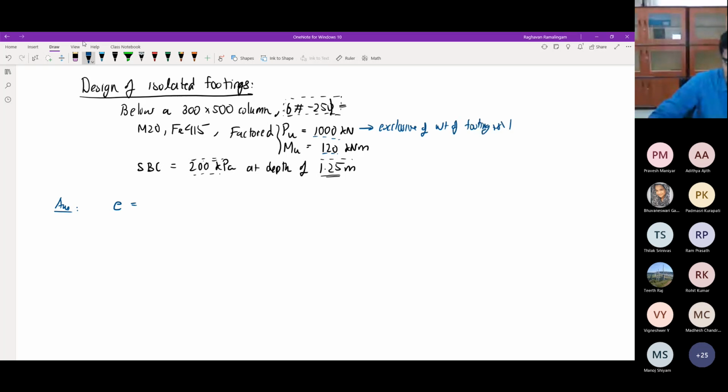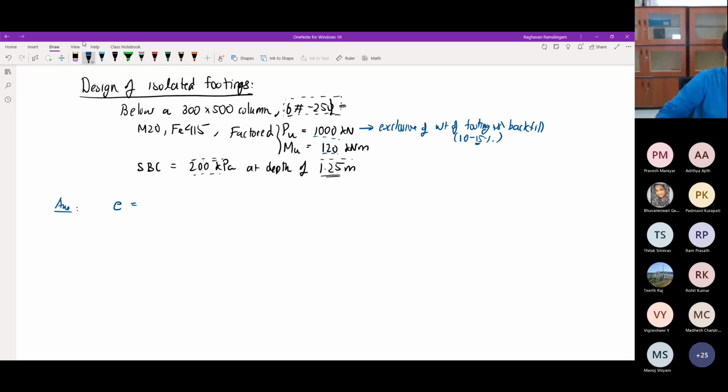and backfill. This Pu does not include the weight of these things. So if you want to include the weight of this, you just have to assume it. The general tendency is to assume 10 to 15% of this Pu as the weight of this footing plus backfill. So basically this times 1.15, I'll choose 15%. 10% is also okay, it's just a guess. It doesn't mean that any one answer is going to be turning out right.